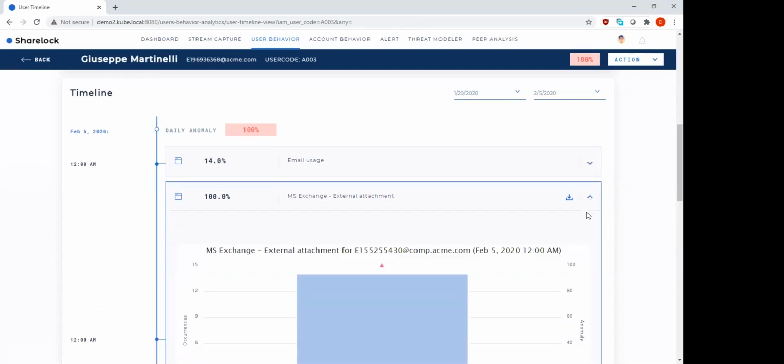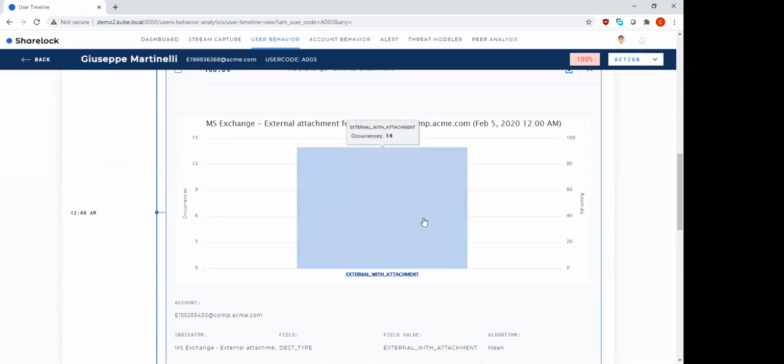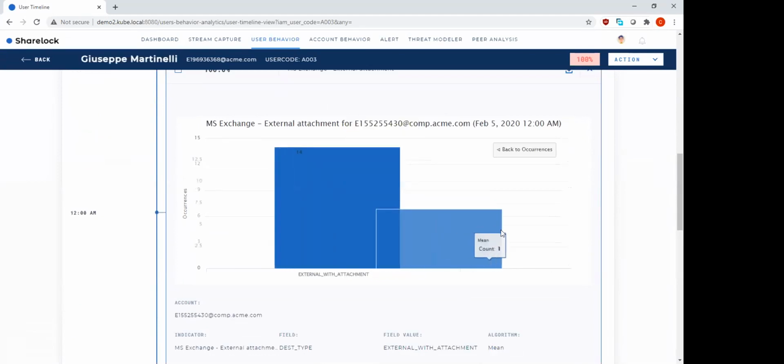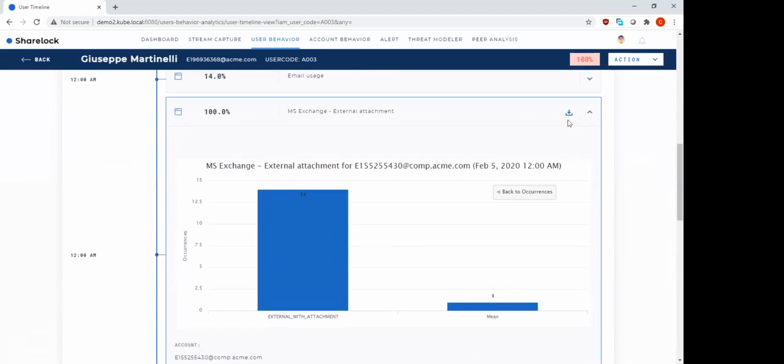Going into the details of each indicator, we can see why the user is anomalous, and downloading the related log, we can do all the analysis we need. So Giuseppe Martinelli has accessed SharePoint in an anomalous way. He used his email in an anomalous way too, and he used a VPN in a wrong way. There is a data exfiltration attempt.